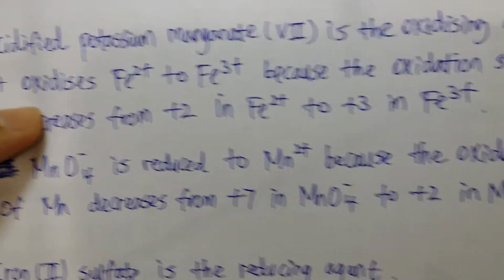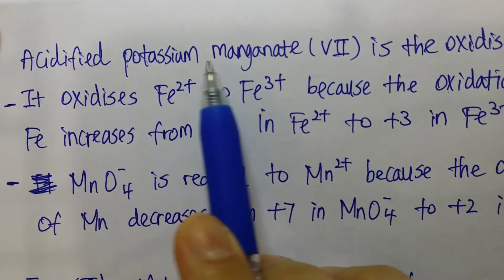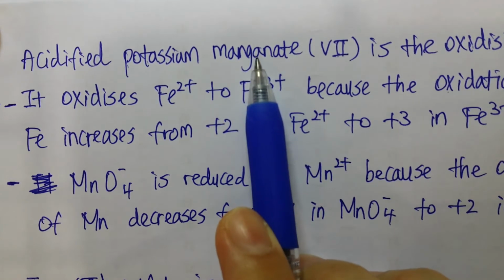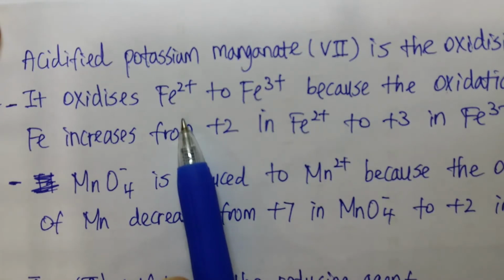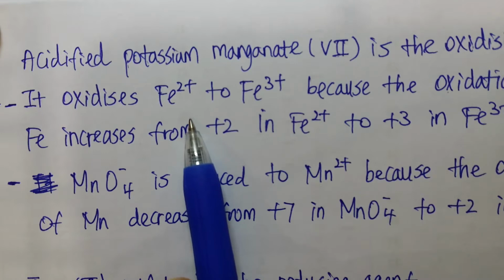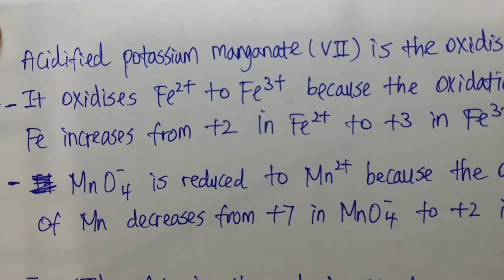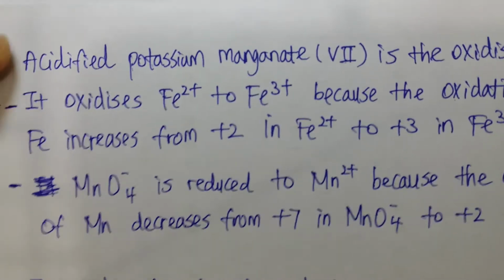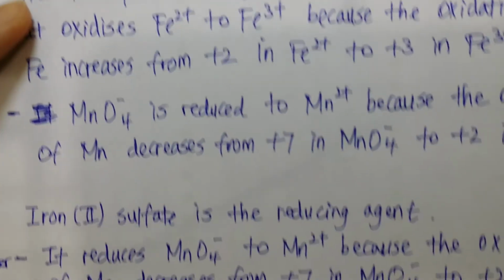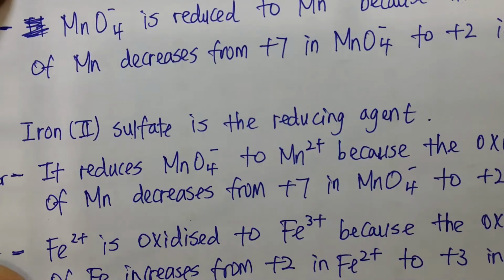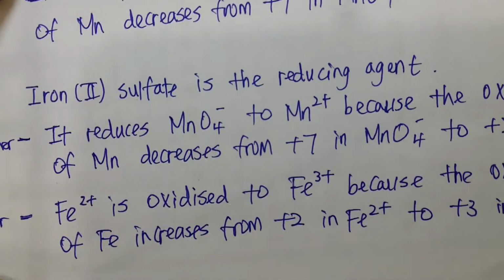Okay, so either one. First part of the answer is to identify which is the oxidizing agent. Second part of the answer is to explain why it is an oxidizing agent, either from the perspective that it oxidizes another substance, or from the perspective that it itself is being reduced. And likewise for the reducing agent, identify what the reducing agent is, then after that explain.